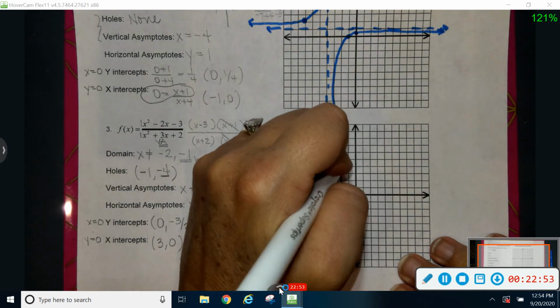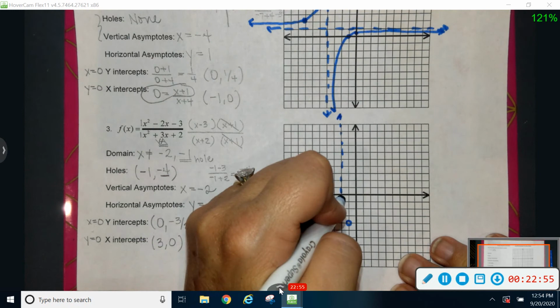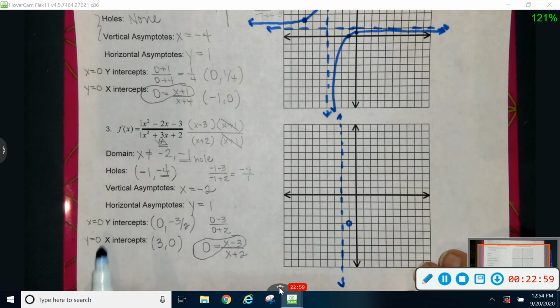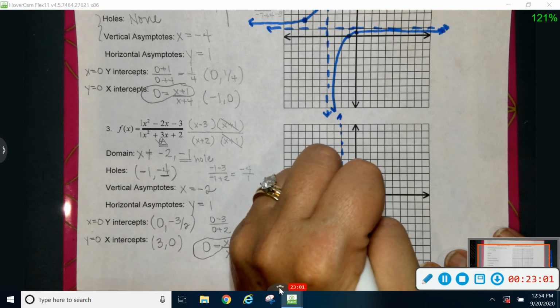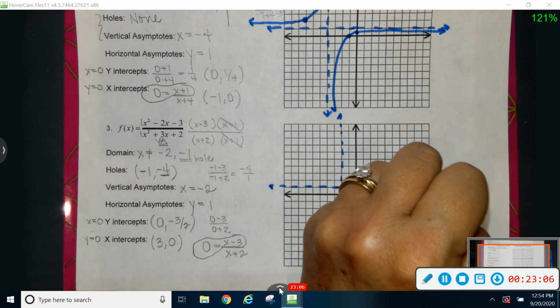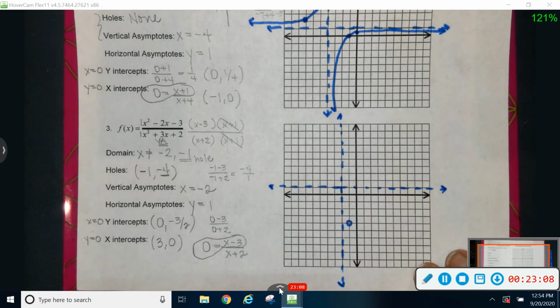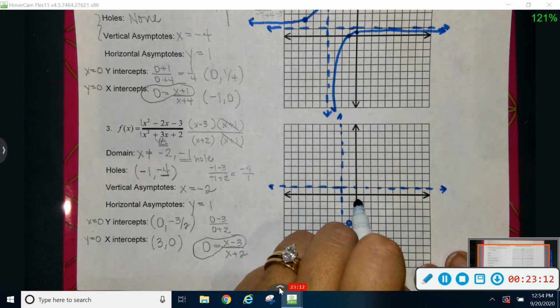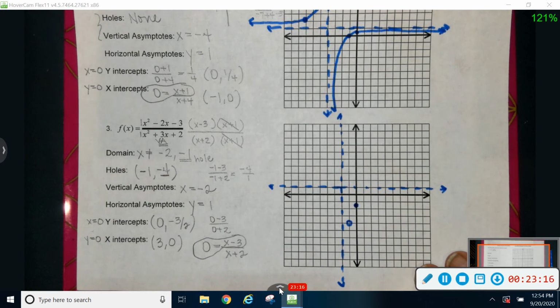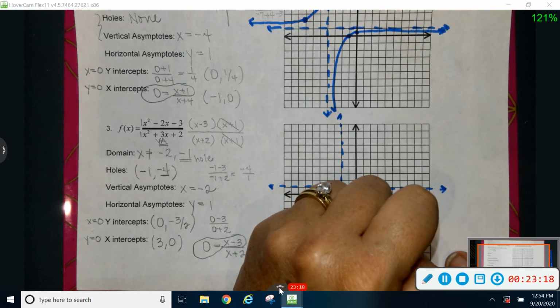So at -2, I'm going to build that block to the graph. Also have a horizontal asymptote at y equals 1. Again, setting up those 4 corners. I have a y-intercept at 0, -3 halves. What's that, about 1.5? And I have an x-intercept at 1, 2, 3, 0.